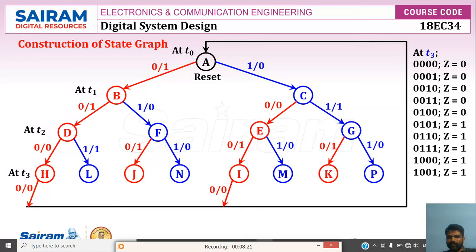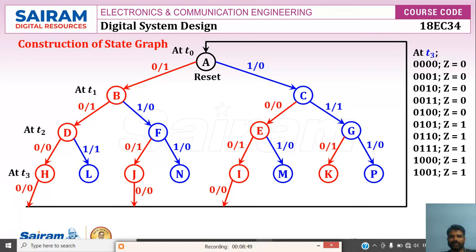Clear now? Next, at J, if 0 is received, no doubt it will go to reset state and analyze the total received sequence: 0, 0, 1, 0. So for 0, 0, 1, 0, Z is 0. Hence we made 0.